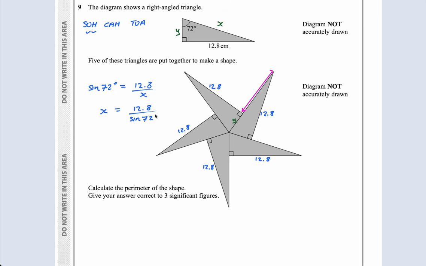Now again, some of you are probably thinking, hang on, what did I do there? Well, I multiplied by x, I divided by sine 72. This is correct, guys. Make sure you understand how I've done that. 12.8 divided by sine 72.